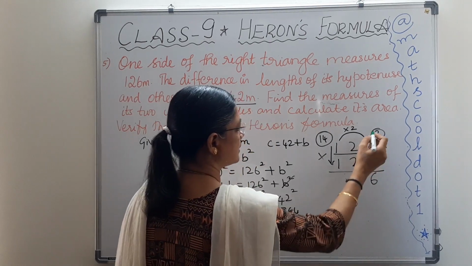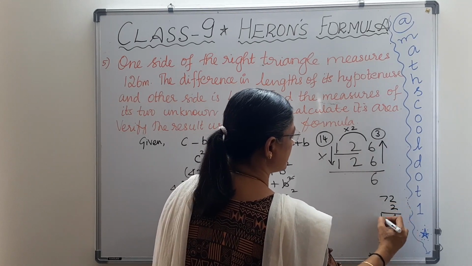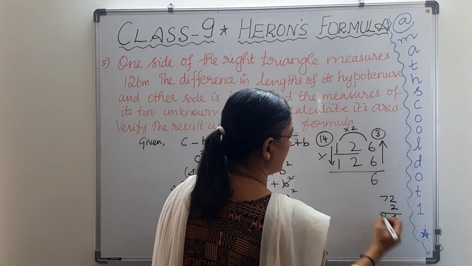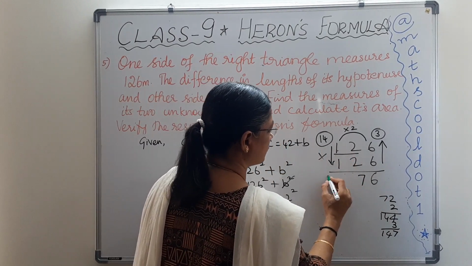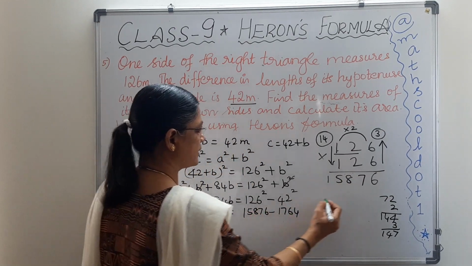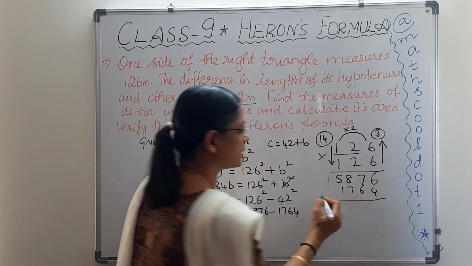6 6s are 36. Carry 3. 12 6s are 72. 72 into 2 is 144 plus 3. I need to add this. So 7 here and 14. 144 plus 14 is 158. So 15876 is the answer, and with that we'll subtract 1764.